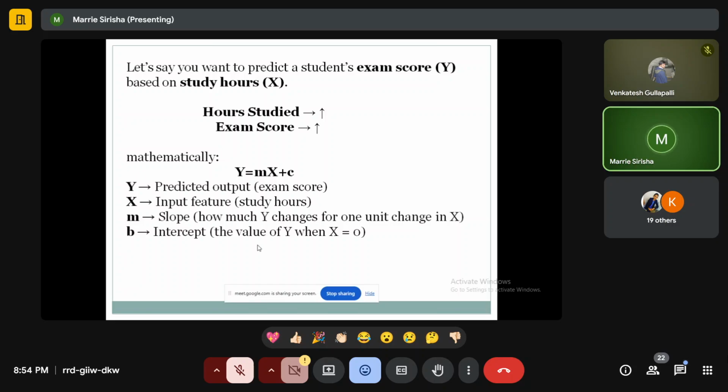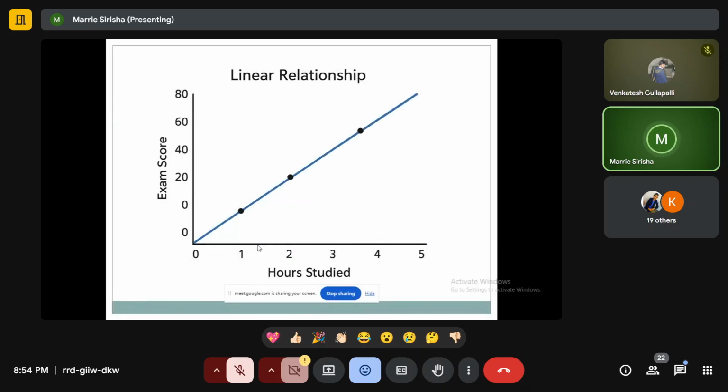c is an intercept, that is the intercept value when x is 0. Okay, KNN is important in this unit, so be more cautious about KNN.